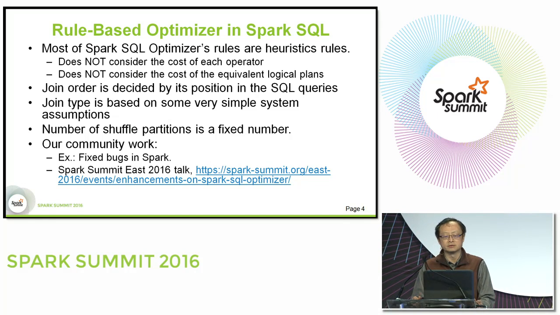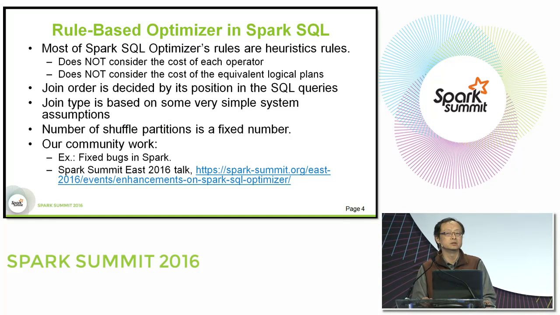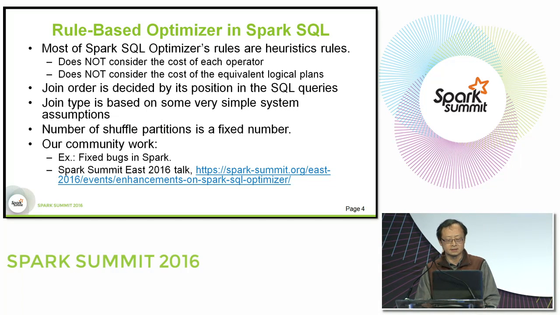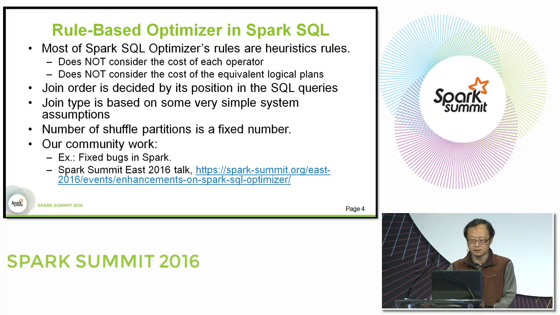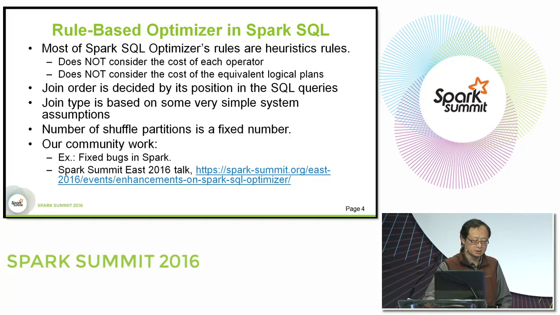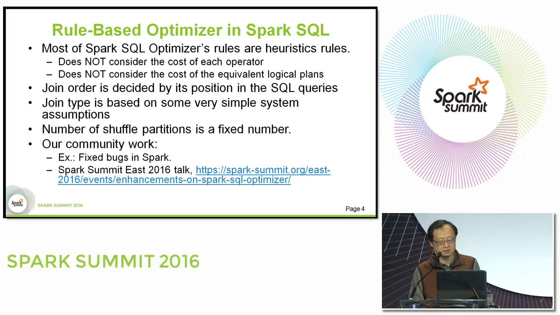We found out that most of Spark SQL's optimizer rules are heuristic rules. So it does not consider the cost of each execution operator. Also, it does not consider the cost of the equivalent logical plans when you try to perform some transformation. And in the early days, the join order of Spark SQL was decided by its position in the SQL queries. And the join type is based on some very simple system assumption. Also, the number of shuffle partitions is a fixed number.